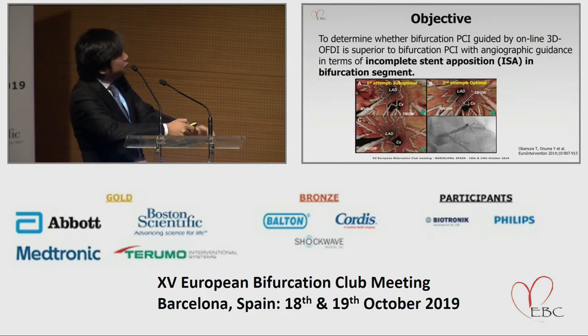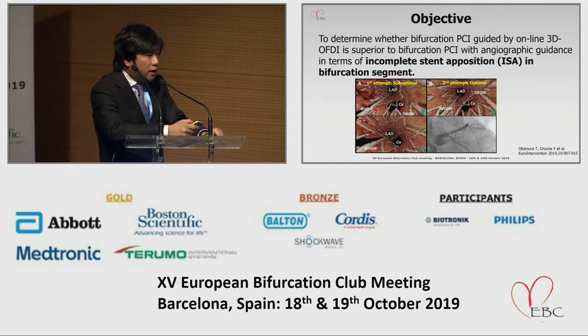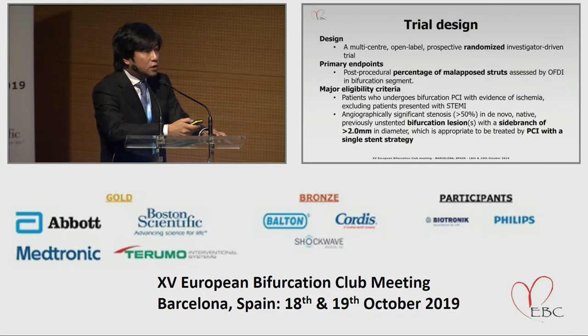This picture was already shown. The objective of this randomized controlled trial was to determine whether bifurcation PCI guided by online 3D OFDI is superior to bifurcation PCI with conventional angiographic guidance in terms of incomplete stent apposition in the bifurcation segment. In usual studies, the bifurcation segment is excluded from the incomplete stent apposition analysis, but in this trial we specifically look into incomplete stent apposition in the bifurcation segment, in the confluence of the two vessels. The design was a randomized controlled trial, multi-center, open-label, prospective.